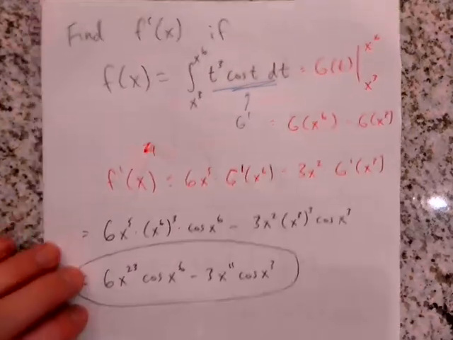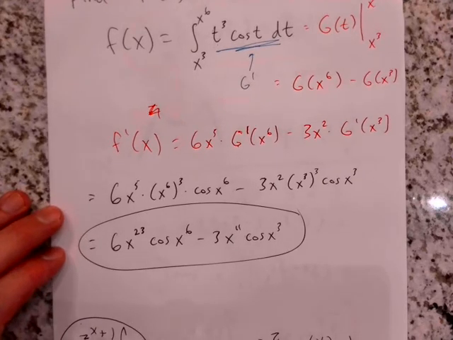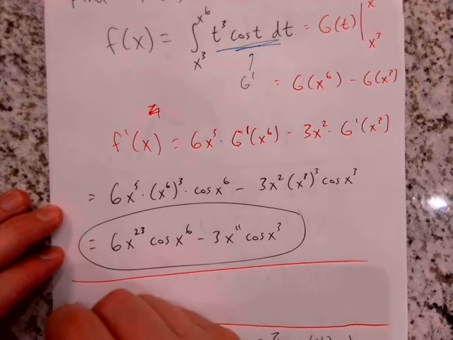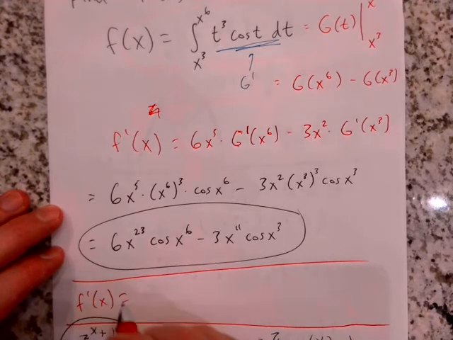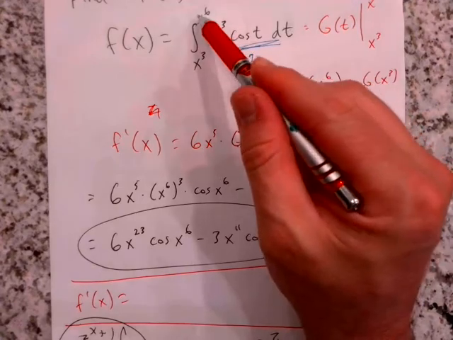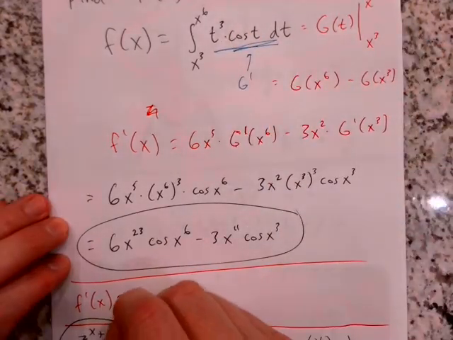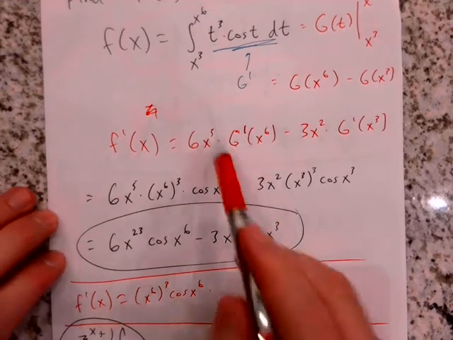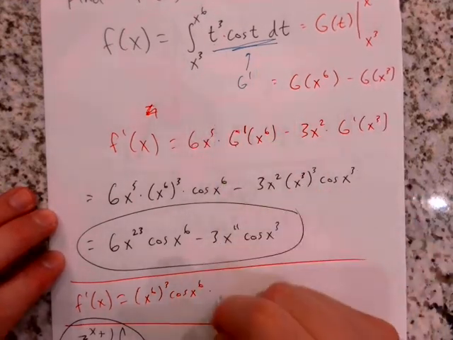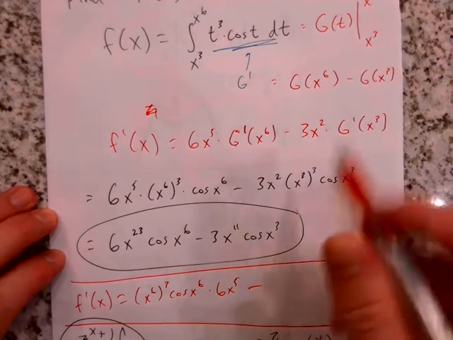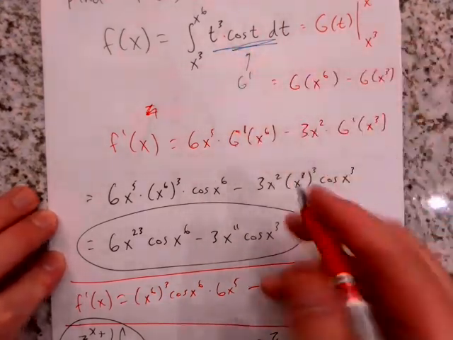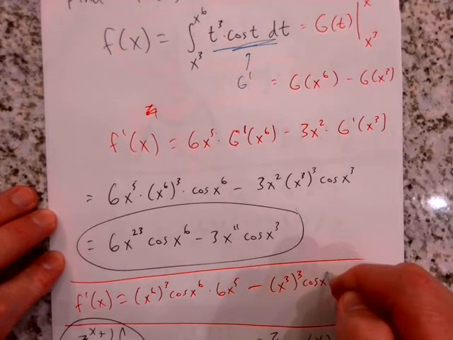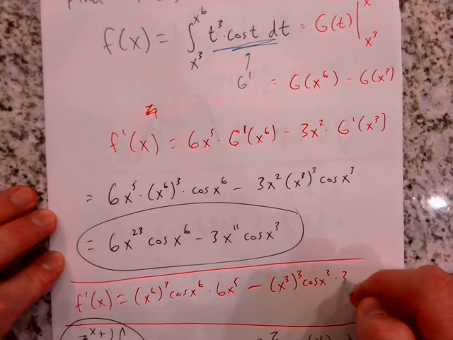The shortcut, I suppose, to doing it this way would be pretty much you plug in x to the 6th into this stuff. So it's x to the 6th cubed cosine x to the 6th. But then since this is our inside function, we multiply by its derivative. And then subtract the lower bound, plug x cubed into there, and then times 3x squared by the chain rule.